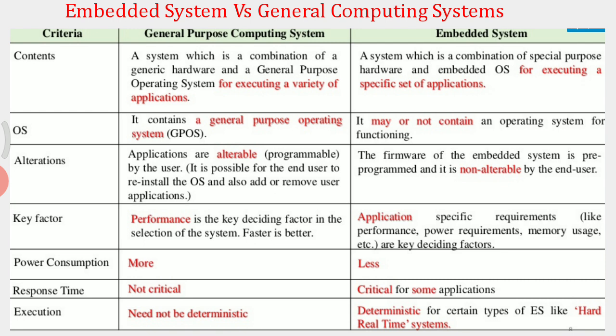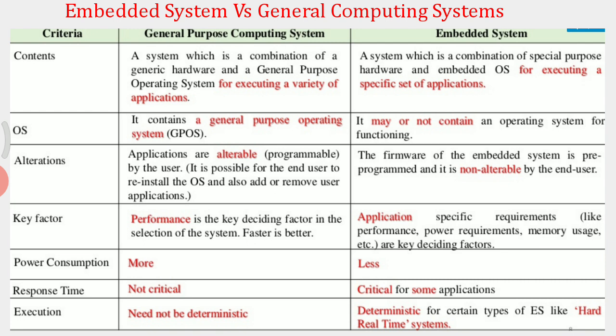The third criteria is alterations. Here, in the general computing system, the applications are alterable, programmable, and reprogrammable by the end user. So it is possible for the end user to reinstall the operating system and also add or remove user applications. Whereas in an embedded system, the firmware is pre-programmed and is not alterable by the end user. So before implementation of the system, the operating system or any embedded system is pre-programmed.